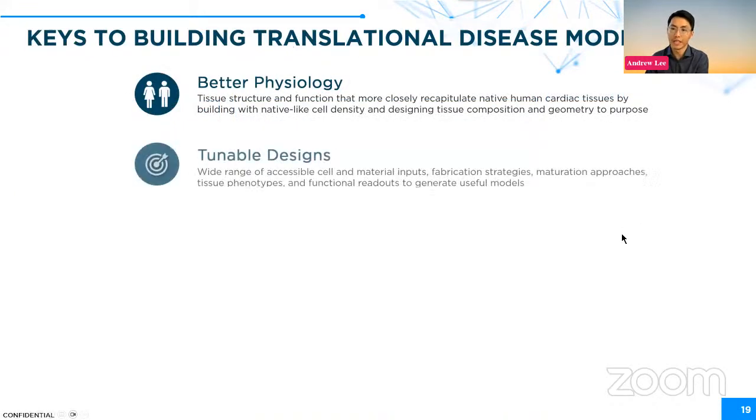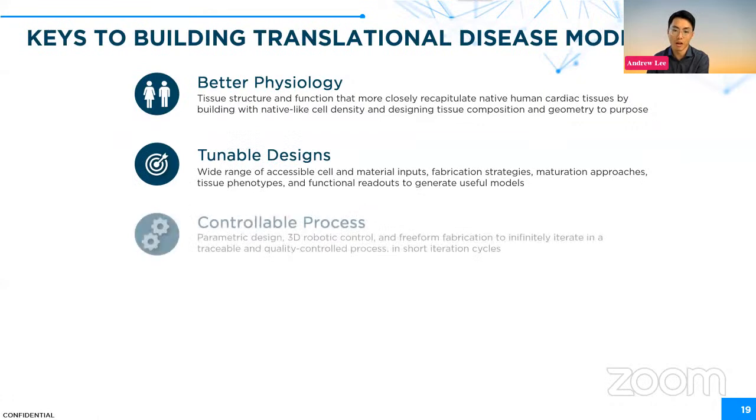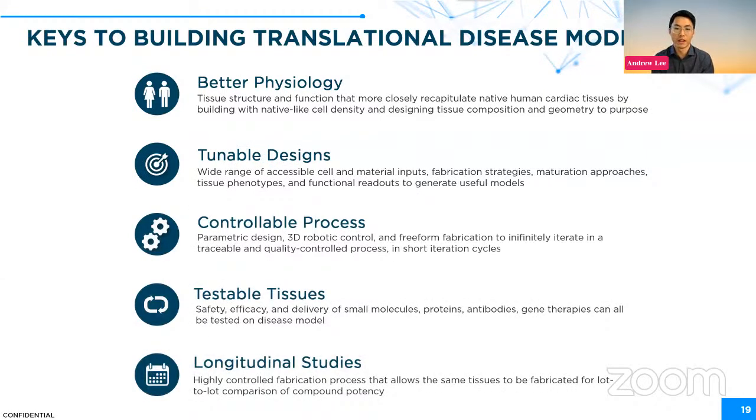And so some of the keys to building translational disease models that I'll fly through here is, I think, these 5, right? Better physiology, tunable designs, being able to control our entire process end to end, and then being able to take these tissues, test them against a large variety of compounds, either small molecules, proteins, antibodies, whatever you have, read out the appropriate readouts from each of these to then inform us on how do we select for safer and more efficacious drugs.